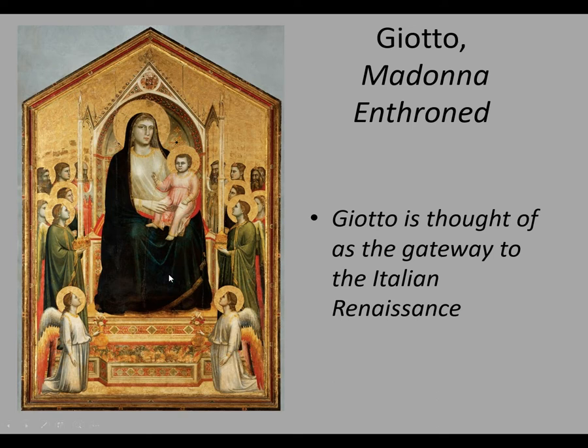He's still using hierarchical scale, right? The idea that Mary should be the biggest in the work of art makes sense. She is the most important. And instead of just stacking up his angels, he's trying to show them going back in space. He overlaps their faces. In some cases, he cuts them off. And these figures look like they're behind these figures rather than on top of them.